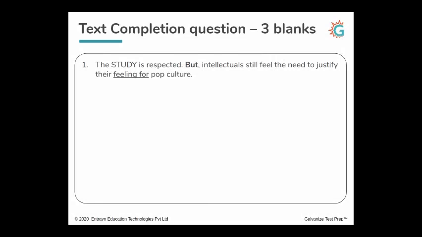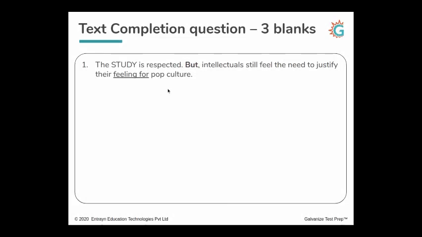Okay, so now let's see. This is the second blank, but I'm bringing it first. The study is respected, but intellectuals still feel the need to justify their feeling for popular culture. So what feeling could they have? Let's take two different feelings. If they have hatred for popular culture, these intellectuals are the ones who study popular culture, then they won't be studying it. If they hate popular culture, they won't be studying it. So that's gone. It can only be the other thing.